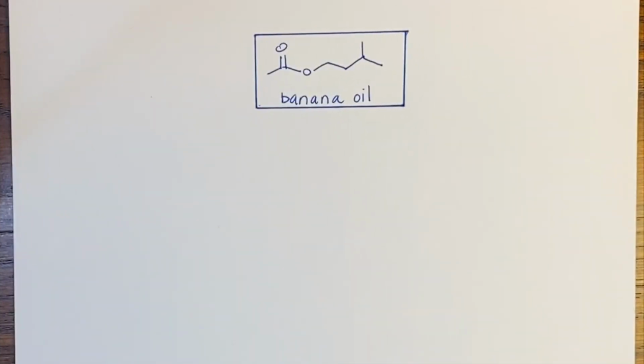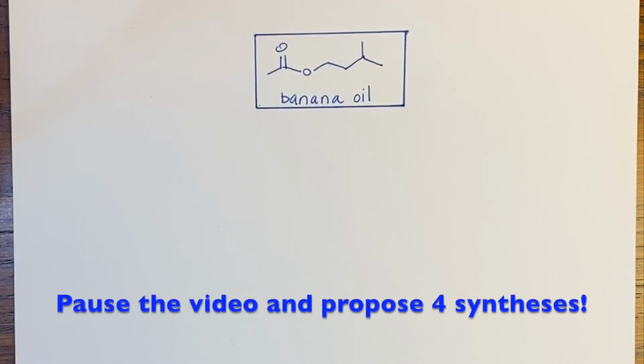So think about this question. If banana oil were your synthetic target, come up with a few ways that you could make banana oil. You could have a carboxylic acid as your starting material. You might have an anhydride as your starting material. You might have an acid chloride as your starting material. Think about how you might accomplish that synthesis.